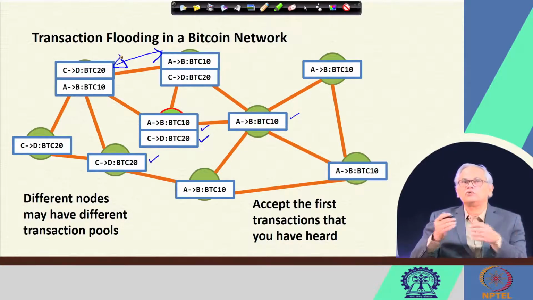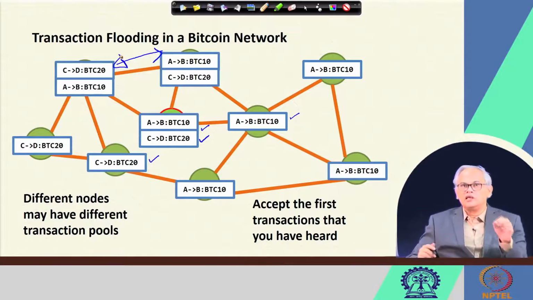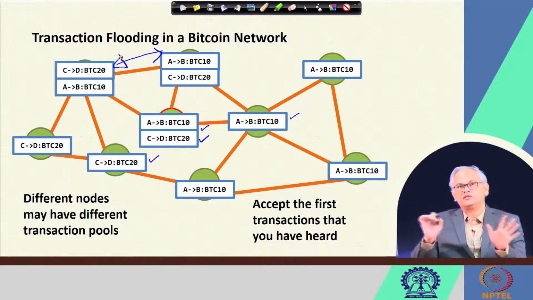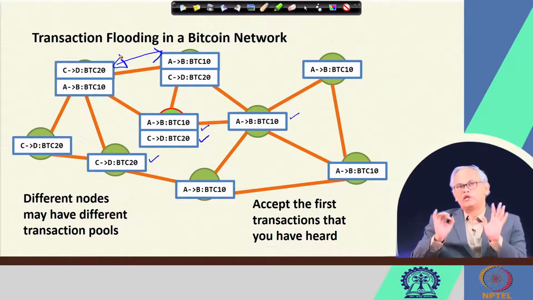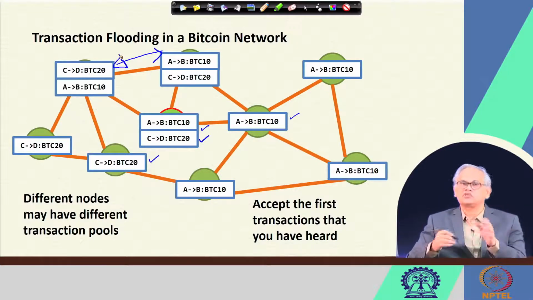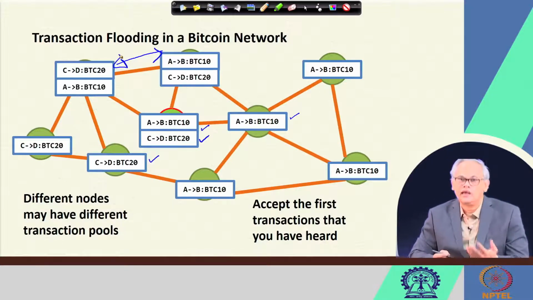So, different nodes may have different transaction pools at any point of time, and then they accept the transactions that they have heard. They might have just got the first transaction, A to B BTC 10, and they have checked it, it is validated, nothing wrong. So, it will accept that it is a valid transaction which has been received by it. So far we are talking about getting the transactions from various other sources, and they might themselves also originate those transactions, like we have seen in the case of Alice.